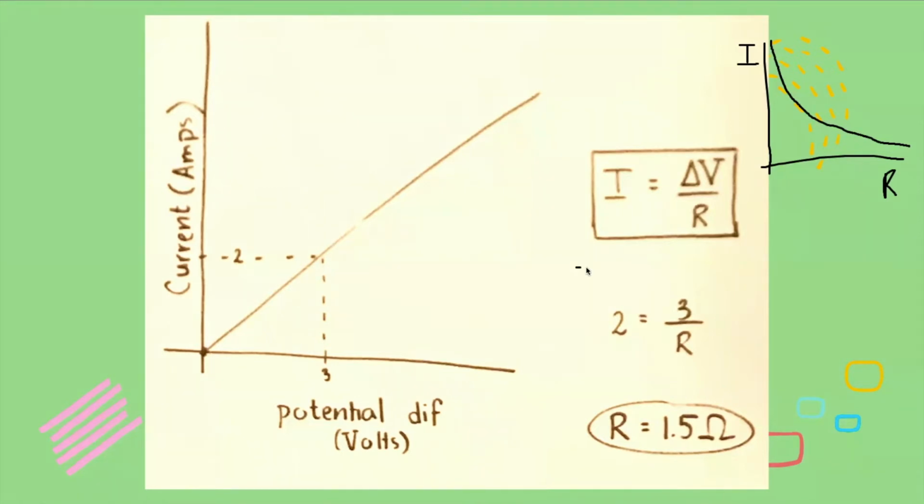So let's say in this example, I want you to calculate the resistance using this graph. You should be able to pick any point on the graph. And I picked the point 3, which is 3 volts, and 2 amps. Substituting in 2 amps and 3 volts, I can multiply R to the other side to get 2R equals 3, and find the resistance is 1.5 ohms.